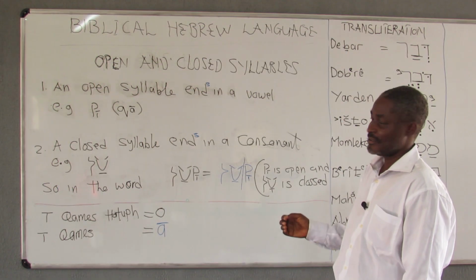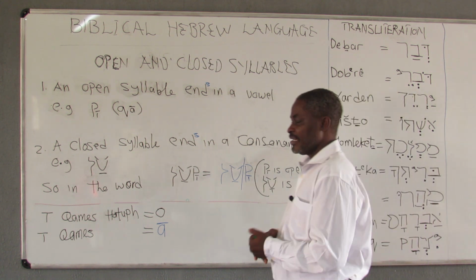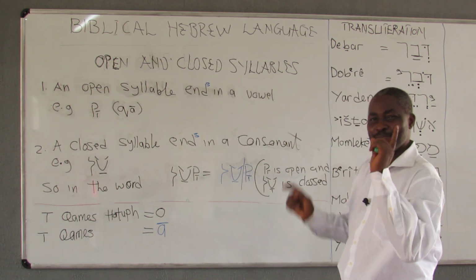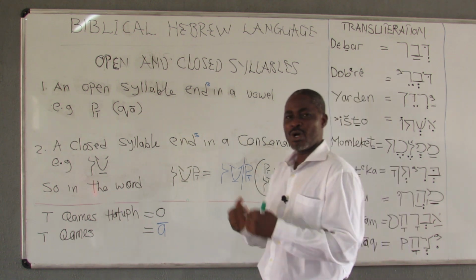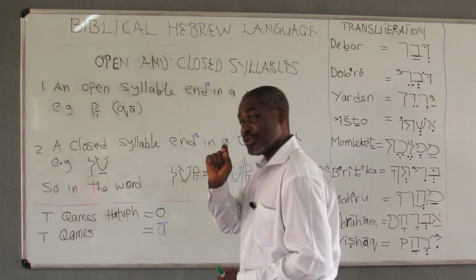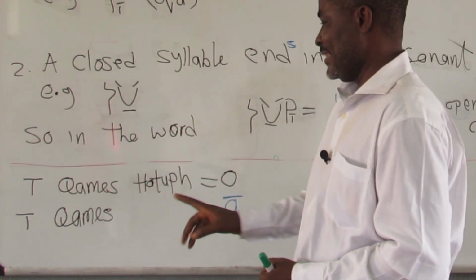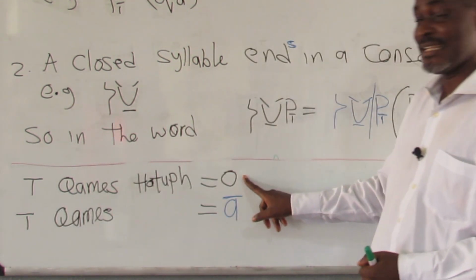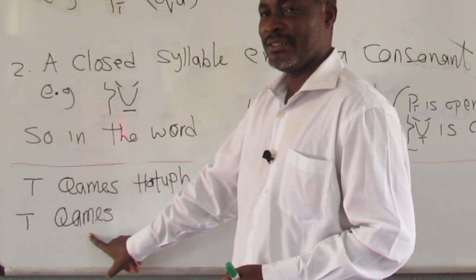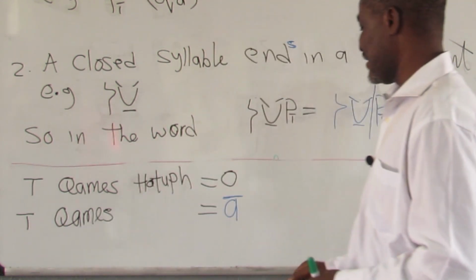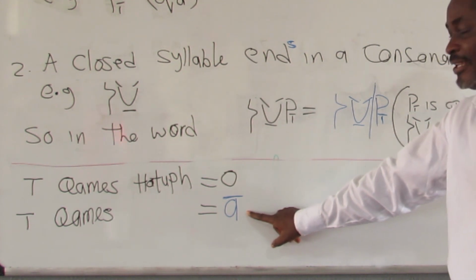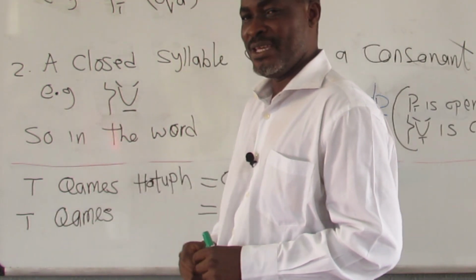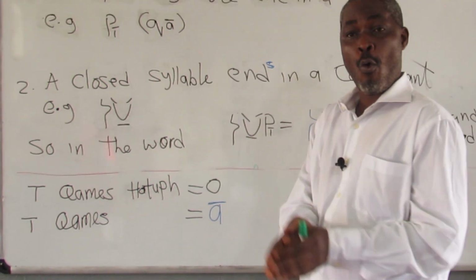The next topic is open and closed syllable. Now the question is, why is the topic of open and closed syllable so important? It is important for just one reason. When we come to our study of vowels, under the short vowels, we have kames atof. This same sign is called kames atof under short vowel, and it is interpreted as an O. Under the long vowel, it is the same sign called kames, and it is interpreted as a long A, the word ha.